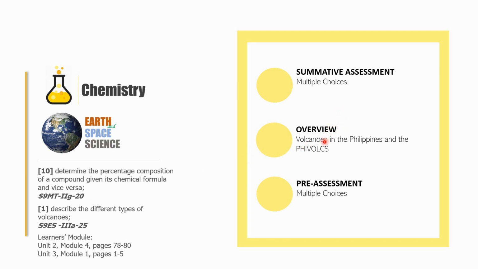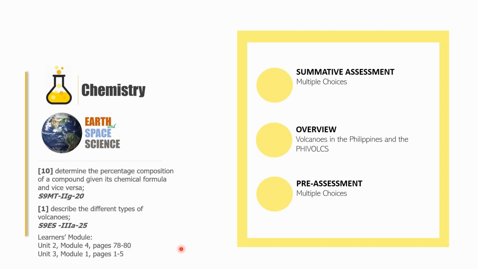And then the second part, which is an overview on the volcanoes in the Philippines and the PVOLCs, as well as a pre-assessment on that module. It's put here already in this video lesson because it has to be one whole session. This overview and pre-assessment are for the first learning competency for Unit 3, which is Earth and Space Science. So if you want to follow through with your learners' module, you can open them in Unit 2, Module 4, pages 78 to 80, and Unit 3, Module 1, pages 1 to 5.